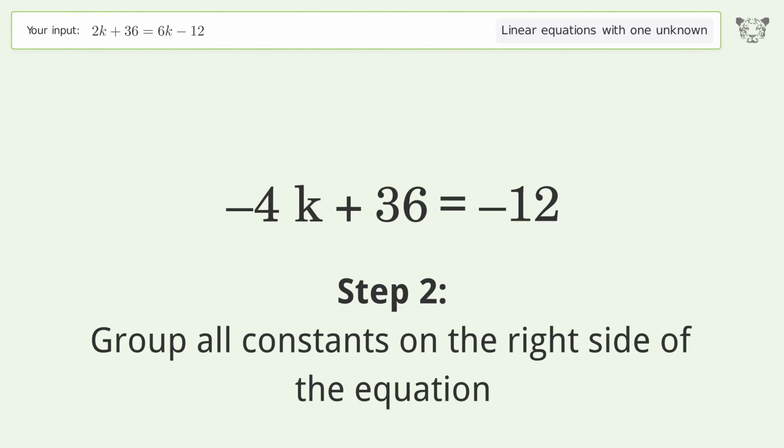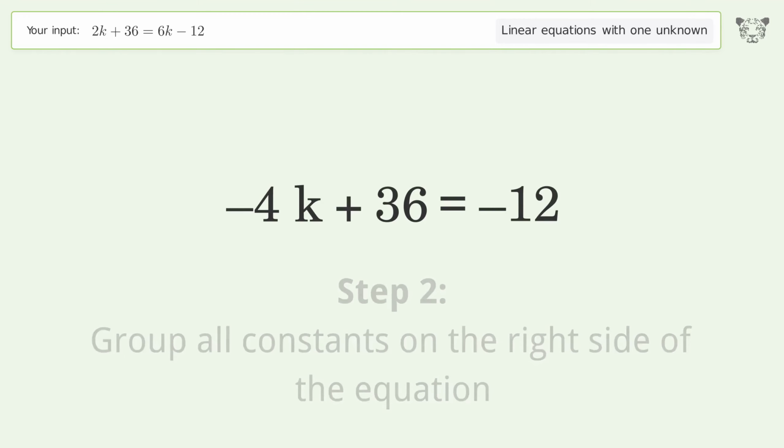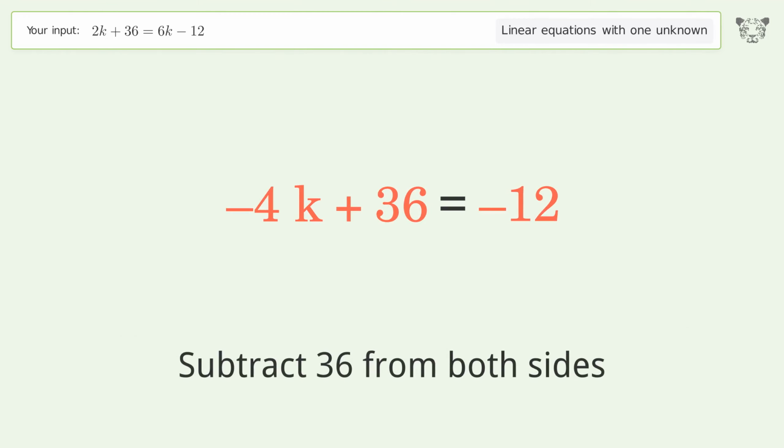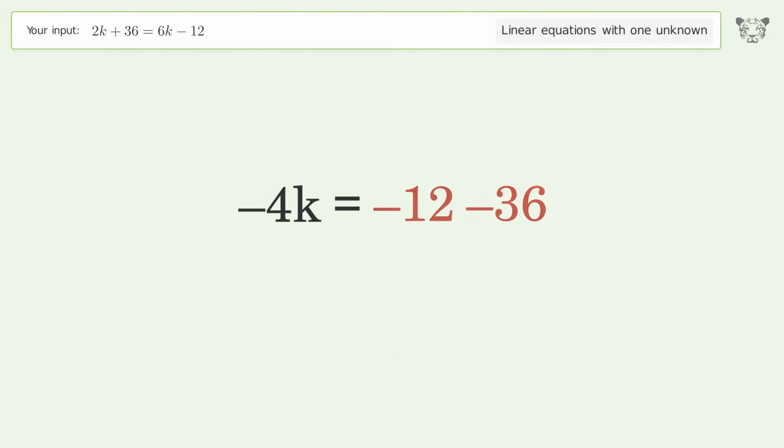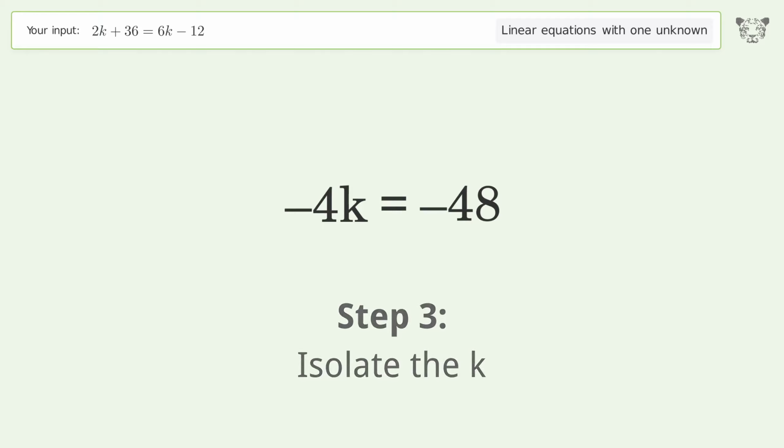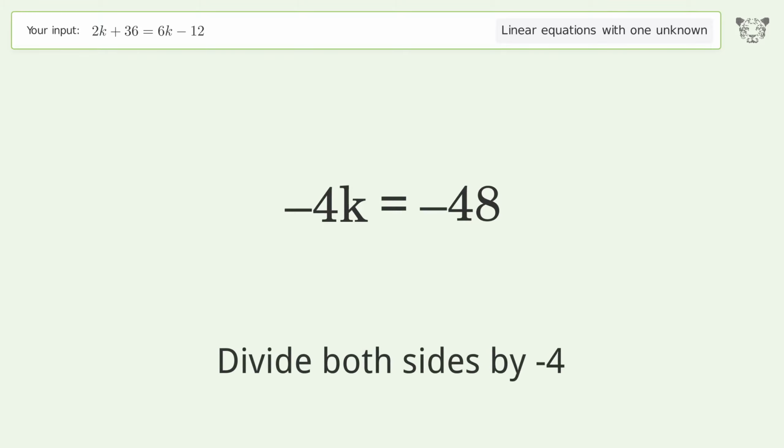Group all constants on the right side of the equation. Subtract 36 from both sides. Simplify the arithmetic. Isolate the k. Divide both sides by -4.